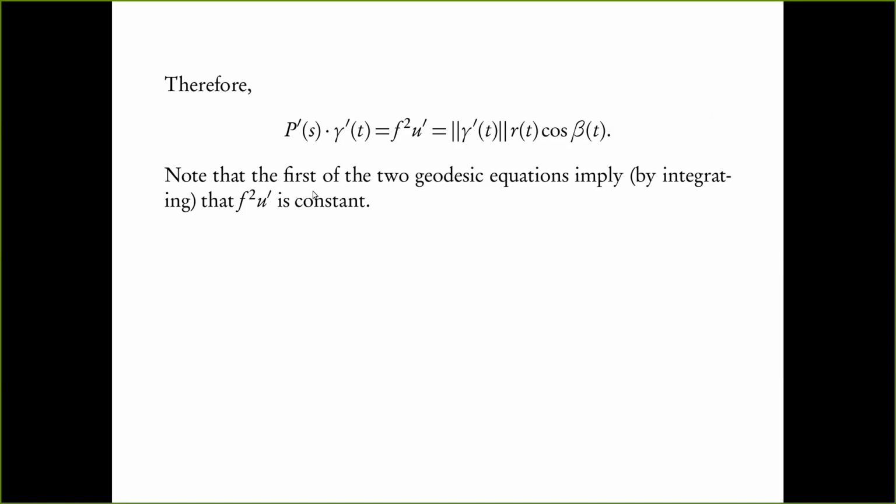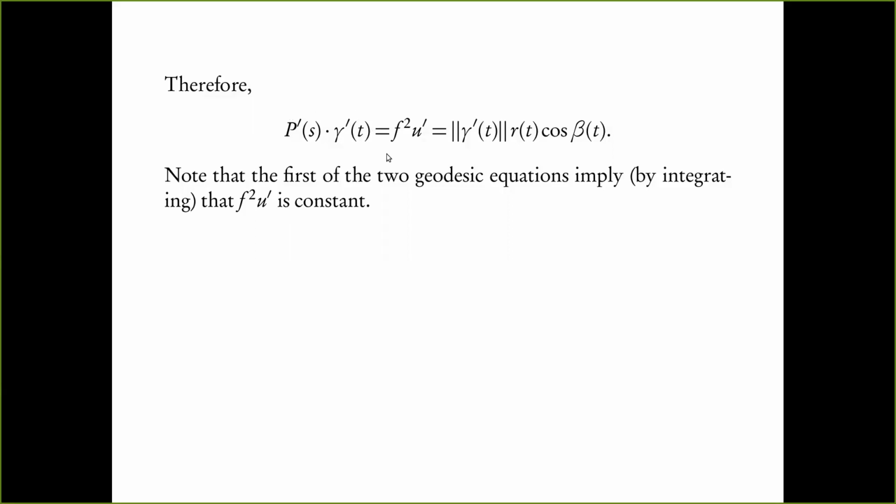If you use the first geodesic equation and integrate that, you can check that f square u prime is essentially a constant. Put another way, if you differentiate this f square u prime, what you get is the first geodesic equation, and that is set to 0, which means f square u prime is constant. So that is another way of thinking about the same thing. f square u prime is a constant because of the first geodesic equation involving u double prime and some other term.